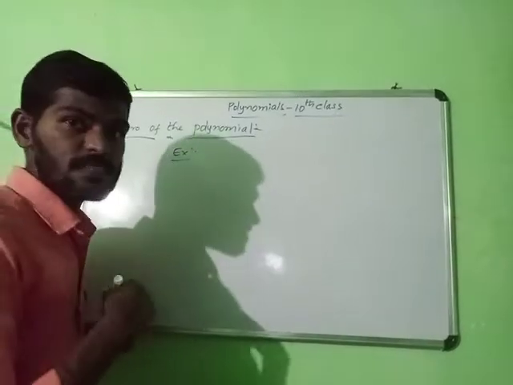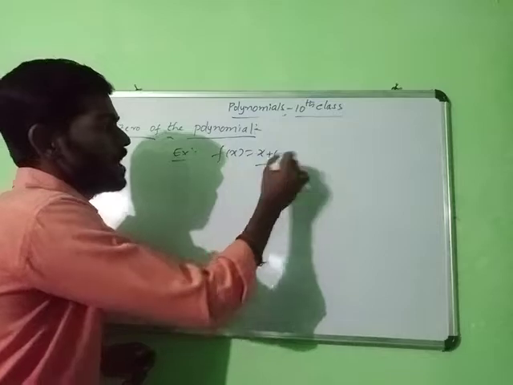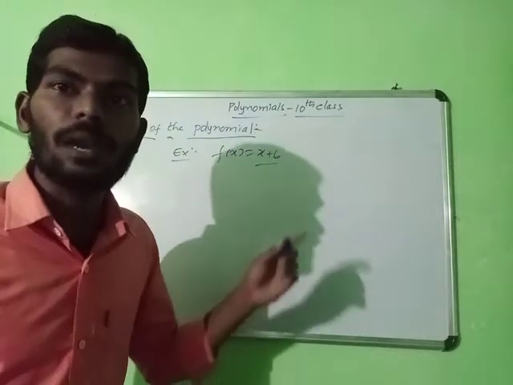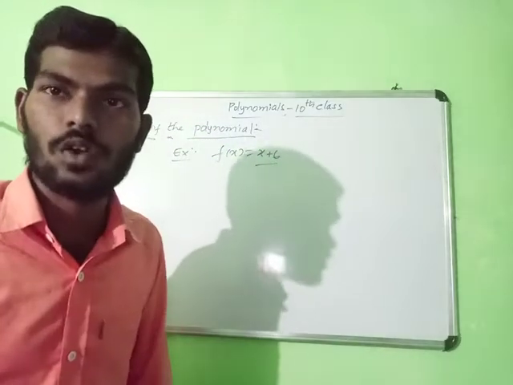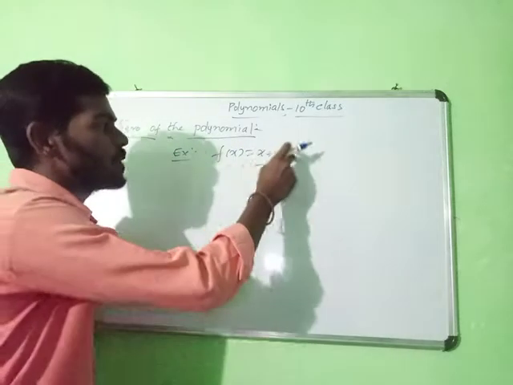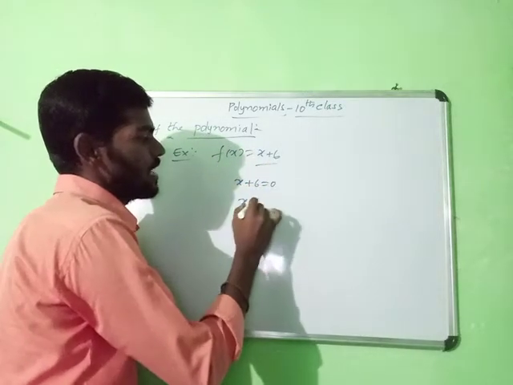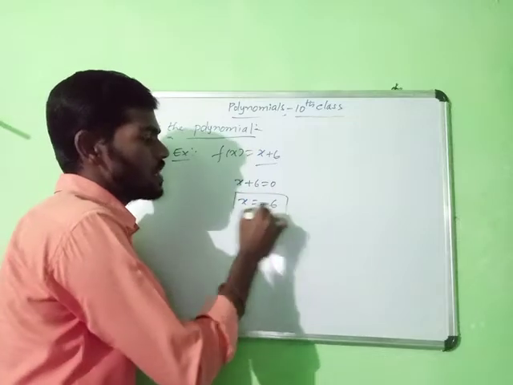Take f of x equal to x plus 6. Now, by substituting what value in place of x will the value become 0? To find the zero, equate the given polynomial with 0. x plus 6 equals 0. What will the answer be? x equals minus 6. This is the zero of the polynomial.